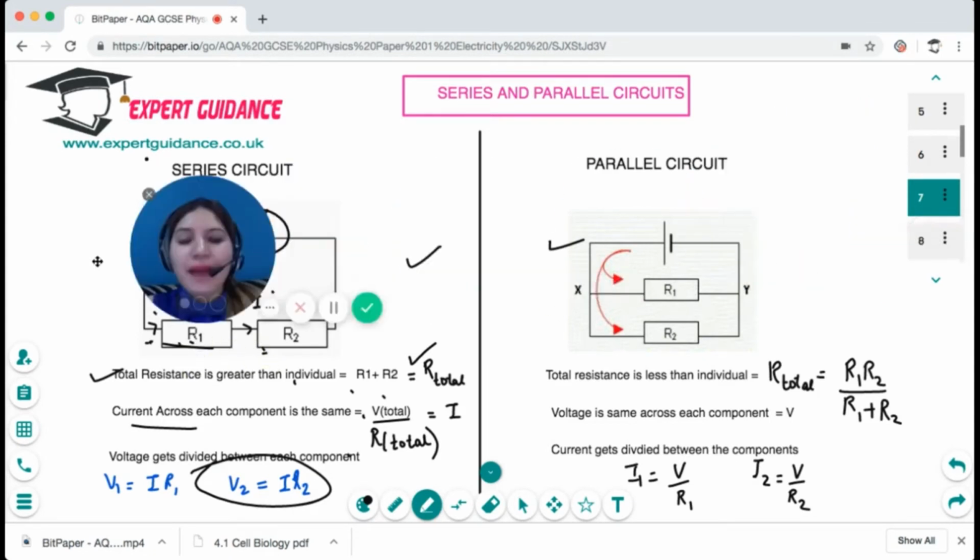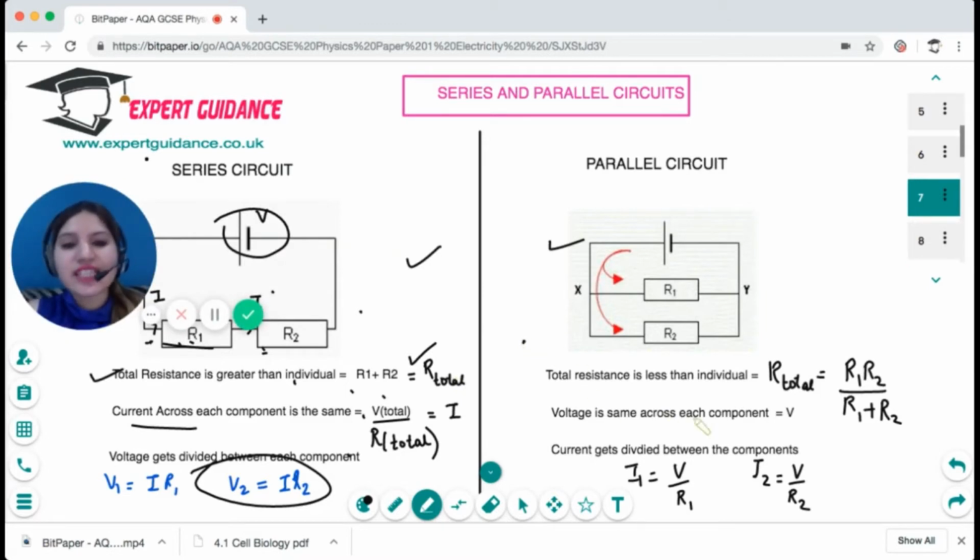Now, in a parallel circuit, the total resistance is less than the individual resistances, and the formula is R1 R2 divided by R1 plus R2. The voltage remains constant across each, so the current gets divided. The current across R1 is the total voltage divided by R1, and the current across R2 is the voltage divided by R2. I hope these formulas are clear to you. Remember, in series, the current is the same. In parallel, the potential difference is the same.